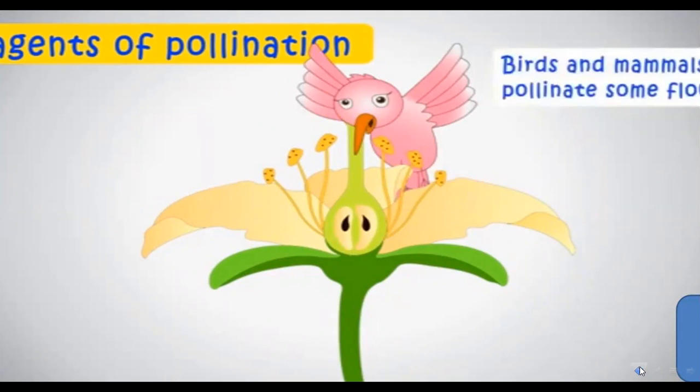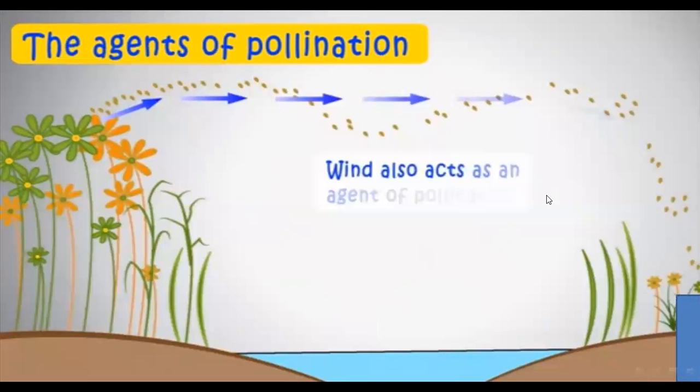Birds and mammals pollinate some flowers too. Here you see pollination also takes place due to birds and mammals. The wind also acts as an agent of pollination. See, wind also acts as an agent of pollination.